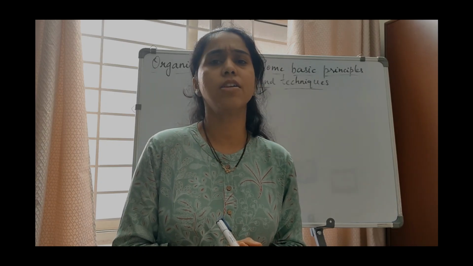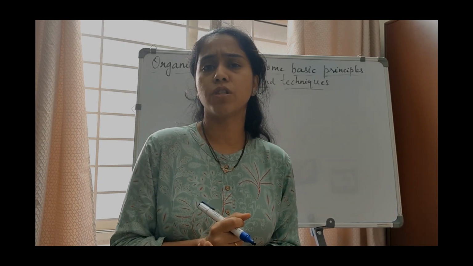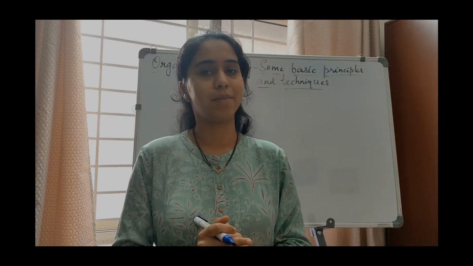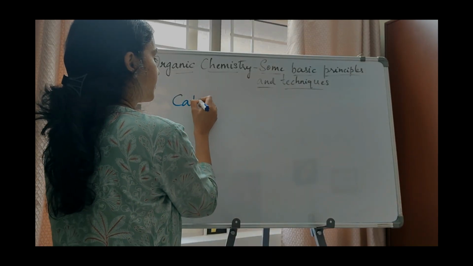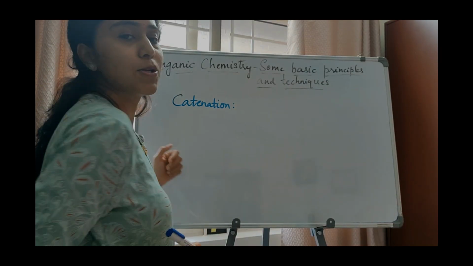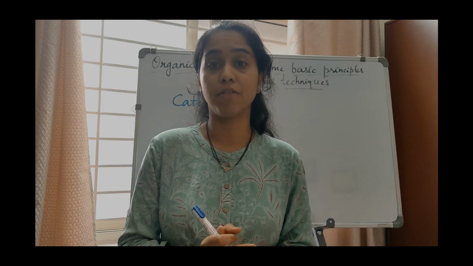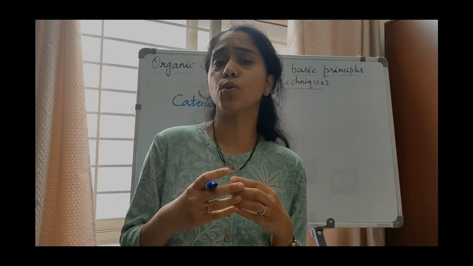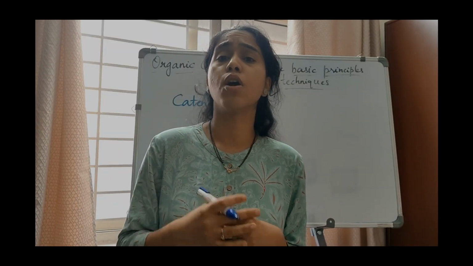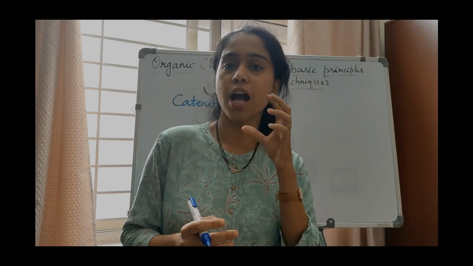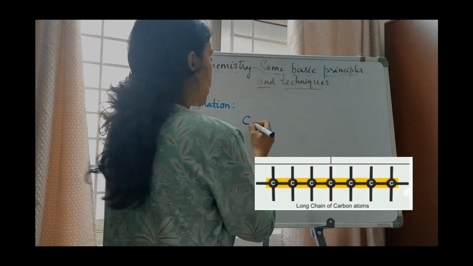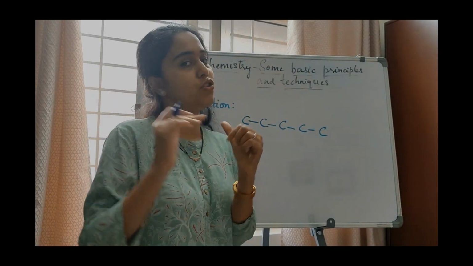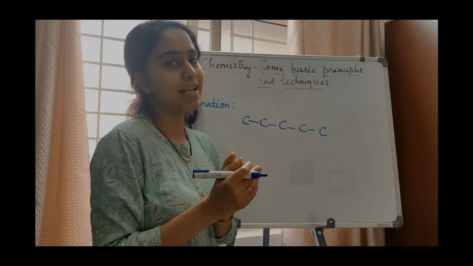Let's begin. I think you have heard in your class about catenation. Yes? So what is this catenation? Catenation is something related to carbon. So catenation is a property of carbon itself. Carbon has this unique nature to form bonds with other carbons and also with other elements like hydrogen, nitrogen, oxygen, halogens, etc. So one carbon can form a bond with another carbon. Then further more carbons are added and it forms a carbon chain. So this property of carbon is called catenation.